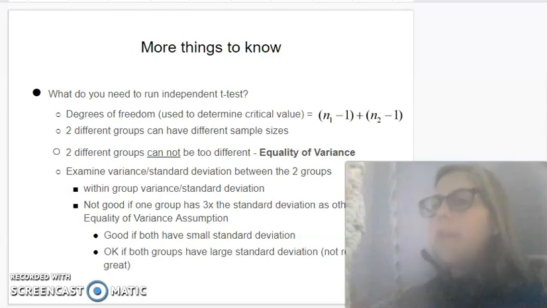So again, when I look at that, we've learned about standard deviation before. Now we're looking at standard deviation between those two groups. I need to make sure my standard deviation in group 1 and my standard deviation in group 2 are similar, ideally small, because small is better for us. We want less individual differences within that group, but they could also both be large. That would be messier for my data, but that would be okay because they're similarly large. All right.